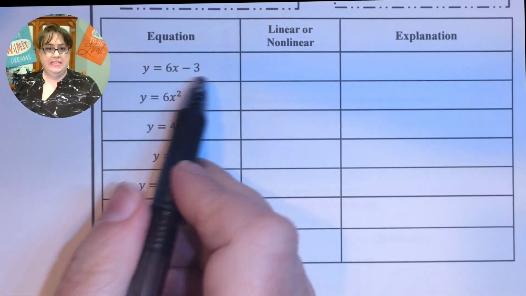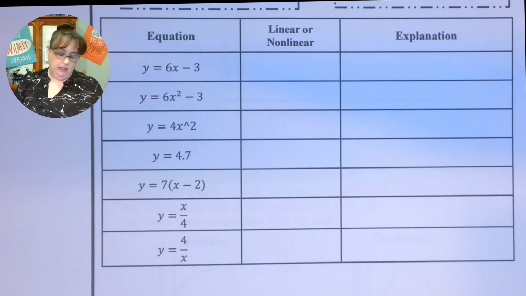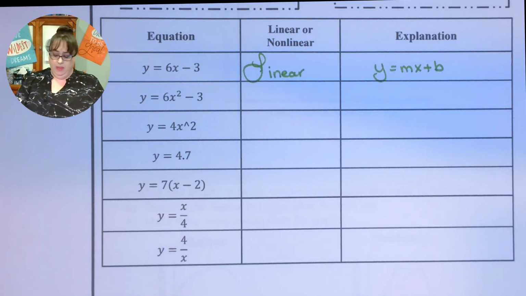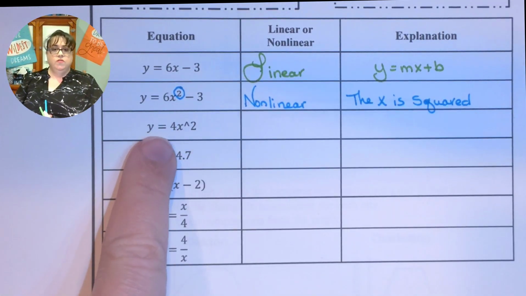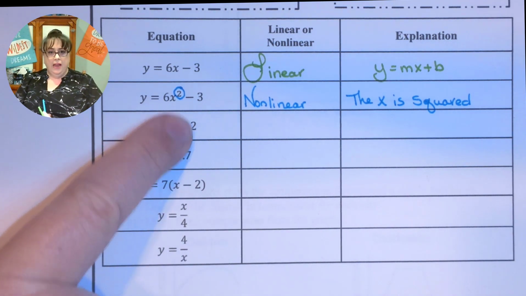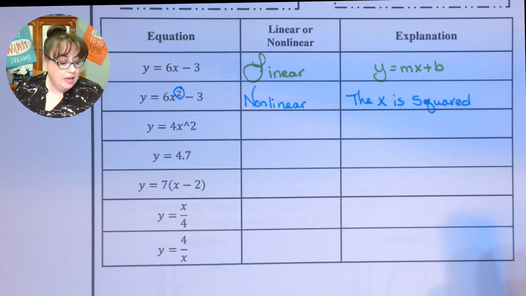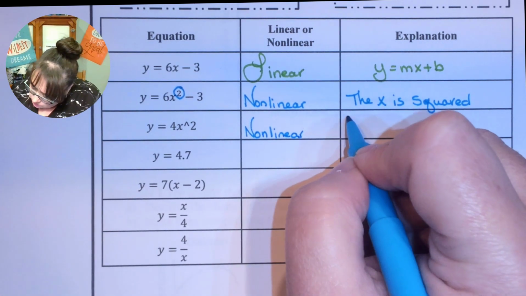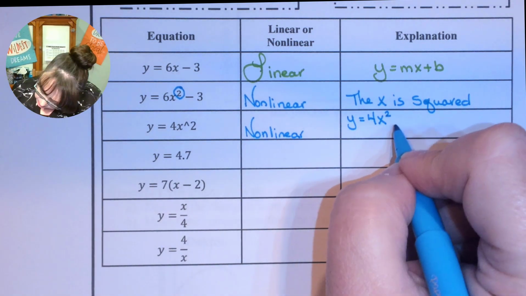So the first one, y equals 6x minus 3. Linear or nonlinear? It doesn't have any exponents. It looks like y equals mx plus b. That is linear. The next one, y equals 6x squared minus 3. I said squared right here. That is nonlinear. y equals 4x squared. That little caret that you might see sometimes also means squared. So if I said squared again, same reason, nonlinear. So this is y equals 4x squared, and only the x is being squared here. So it's the same reason.